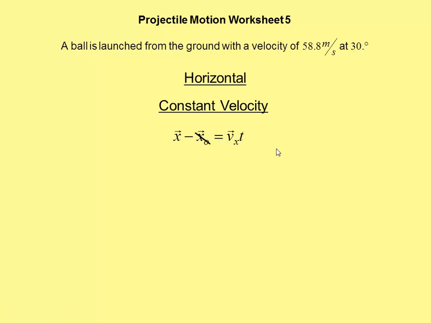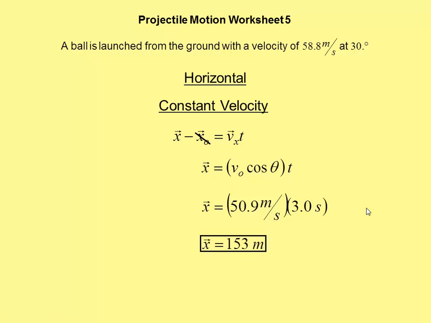We decided our initial horizontal position was 0, so plug in our horizontal velocity. Now, symbolically, it would be V0 cosine theta. See the previous discussion. We could just plug in our number though, 50.9 meters per second at 3 seconds would be roughly 153 meters. Notice that's 51 meters every second, right? So 153 after 3.